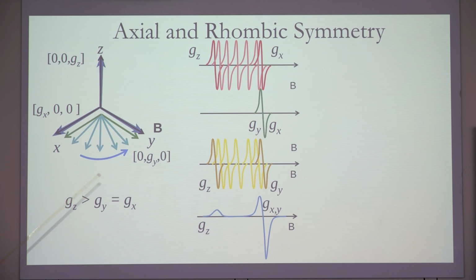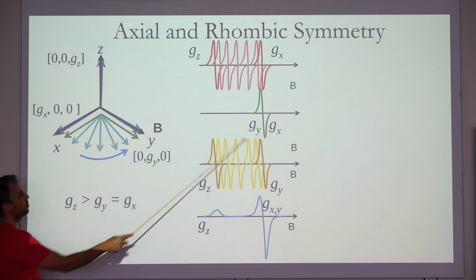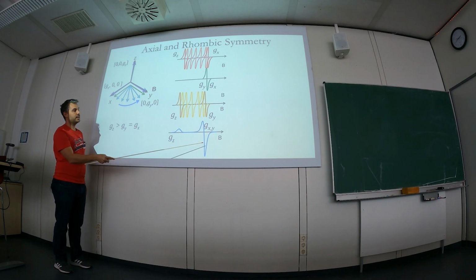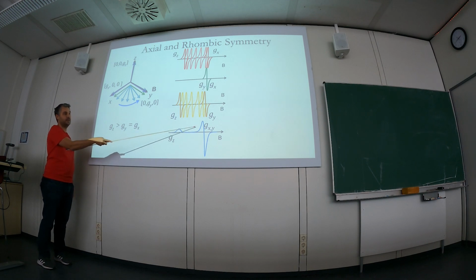If you take a case where GY and GX are the same, when you move in this plane, it's always the same, so you only see one resonance in this plane. So basically, if you add something like this, you would see this spectrum, which is called an axial spectrum. This is much more intense than this part.